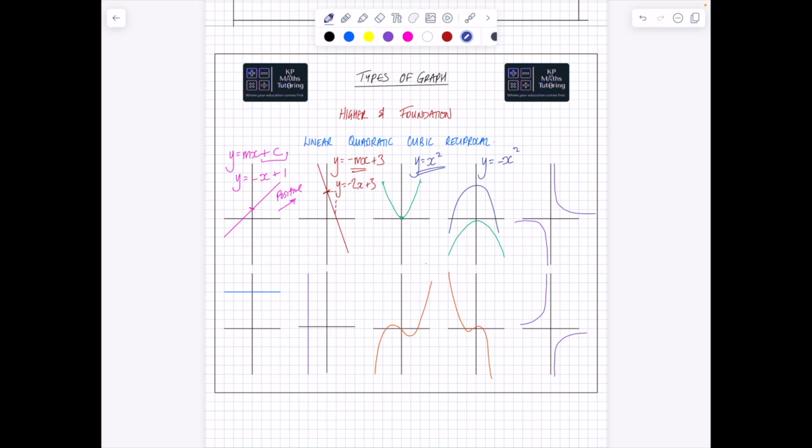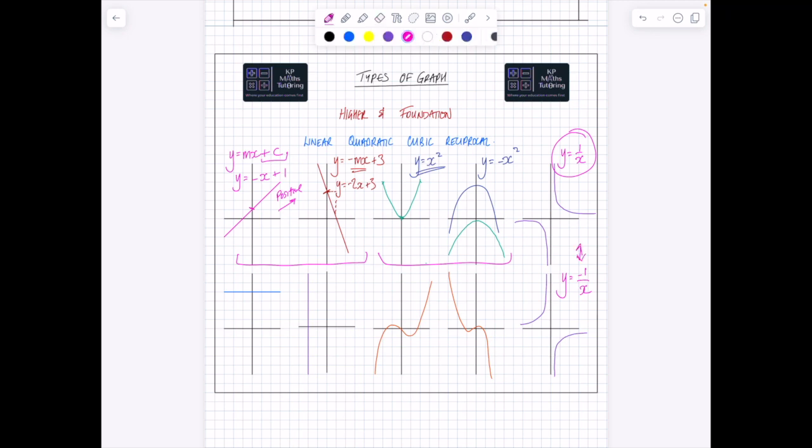The fifth one up here in the top right, this one's actually called a reciprocal graph. So this will be y equals 1 over x. That's the equation you're looking for that one. This one underneath would be a reciprocal as well, and this one would be y equals minus 1 over x. Okay, so we've got linear graphs there, we've got two quadratic graphs there, and we've got these ones called our reciprocal graphs here and here.